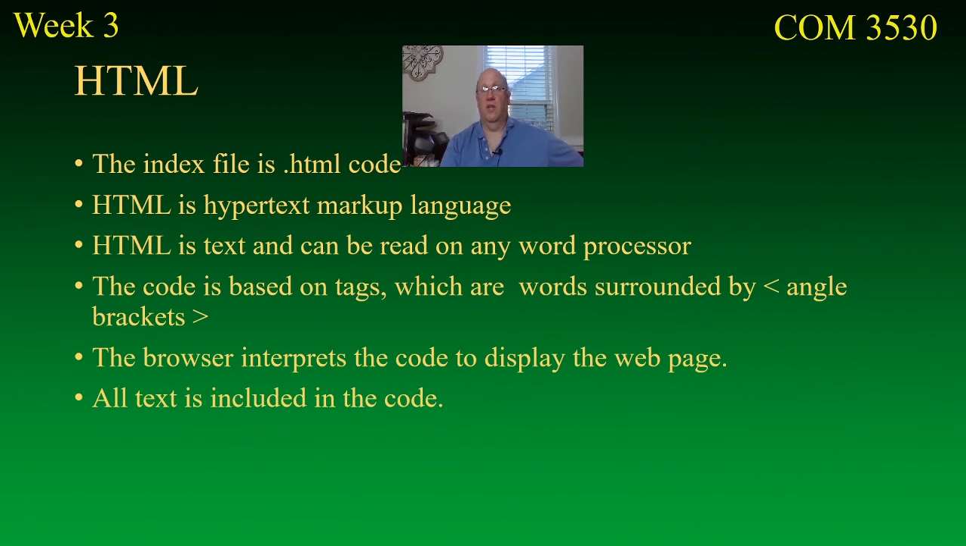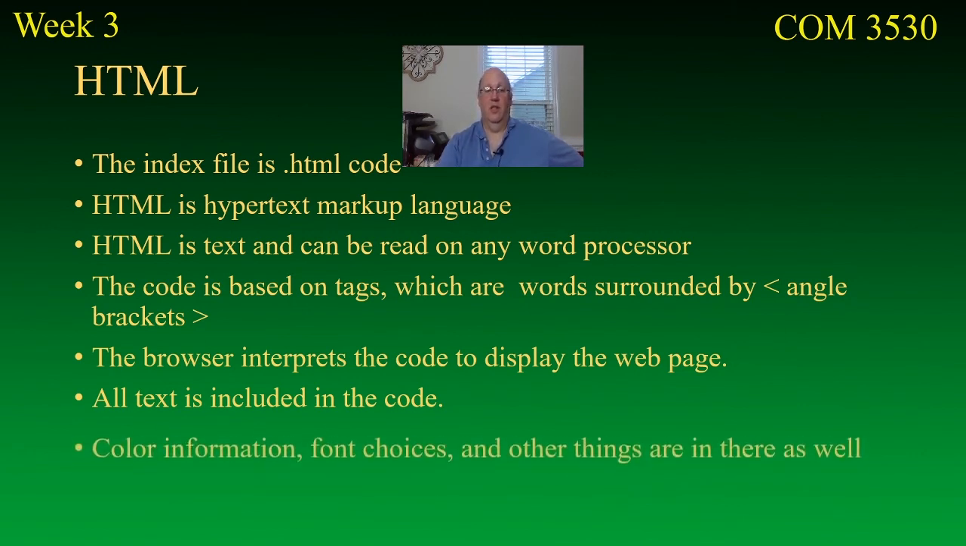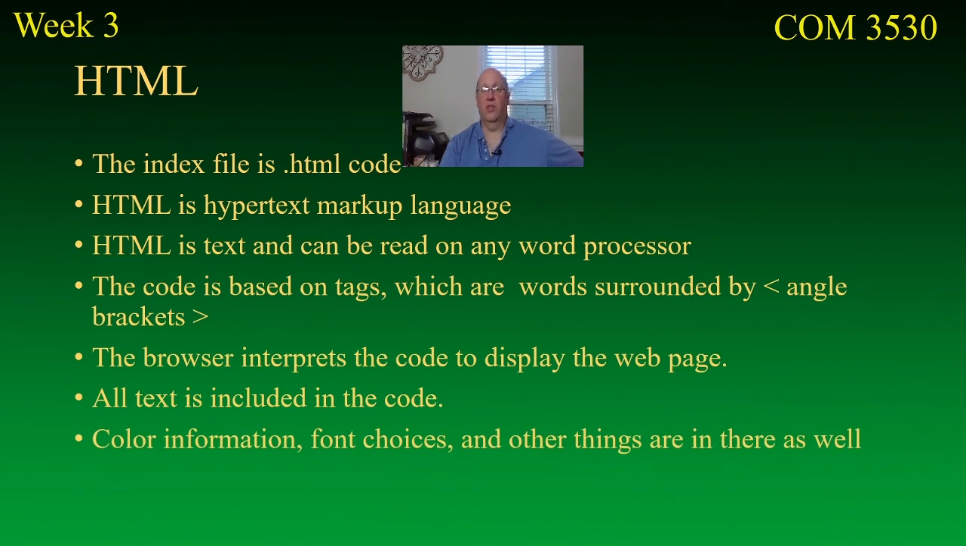And so the part of the code that isn't the words would include formatting information. And so color information, font choices, bold, italicized, underline, all of those things are coded as tags, as those words that are inside of angle brackets. And so that would also include pictures. Now pictures, if you're going to include pictures or other non-text information into a web page, that's part of the code too. That requires a tag to reference the picture.